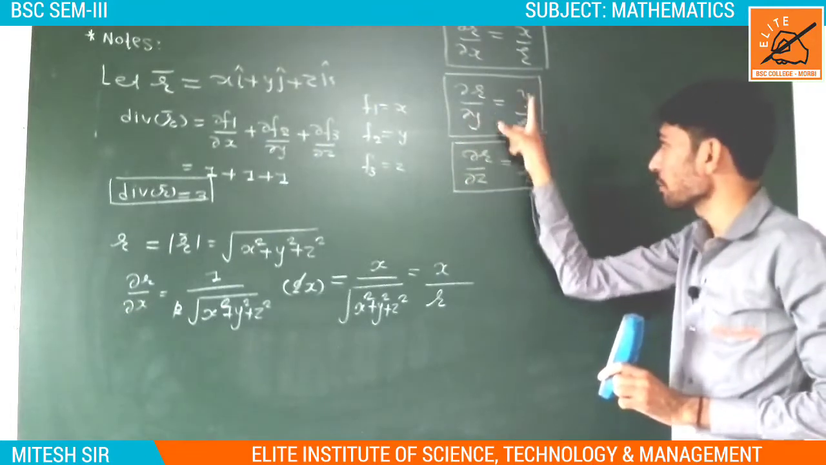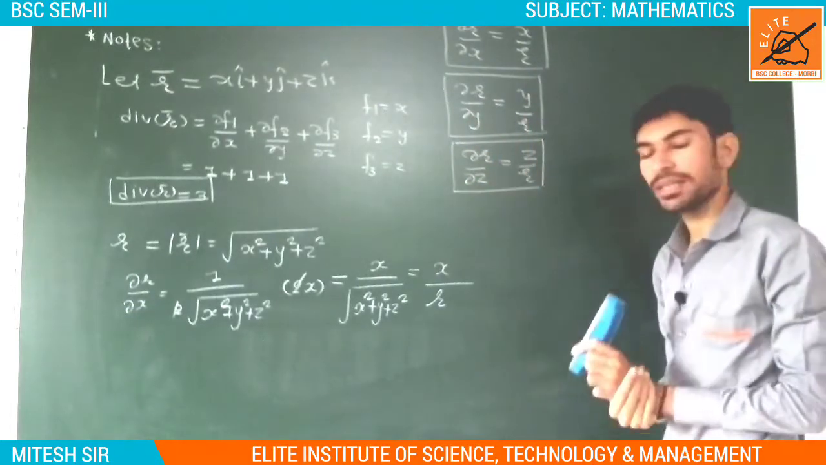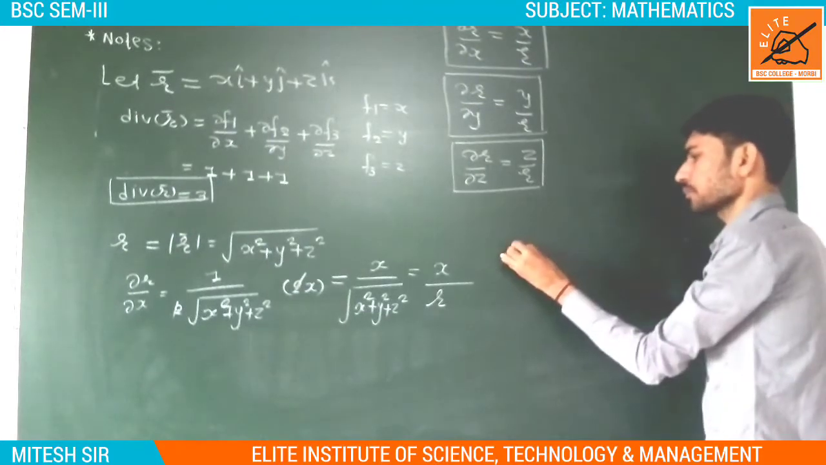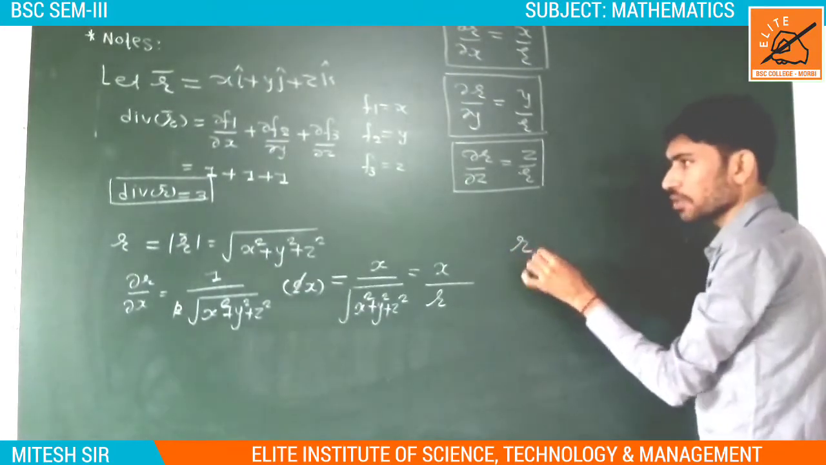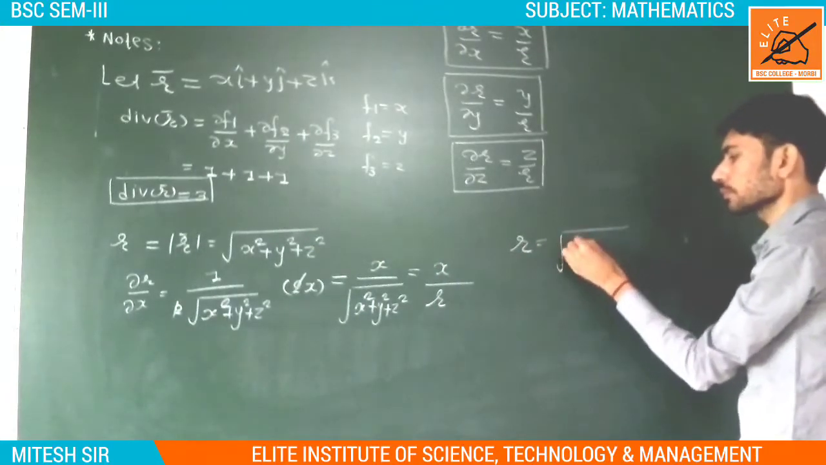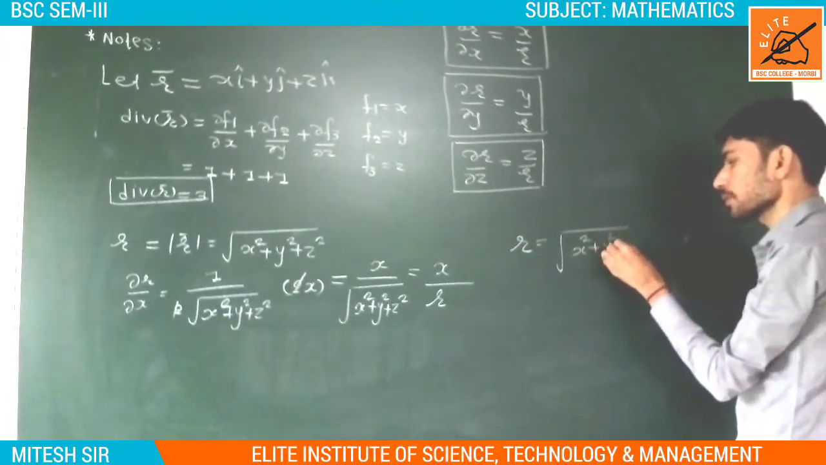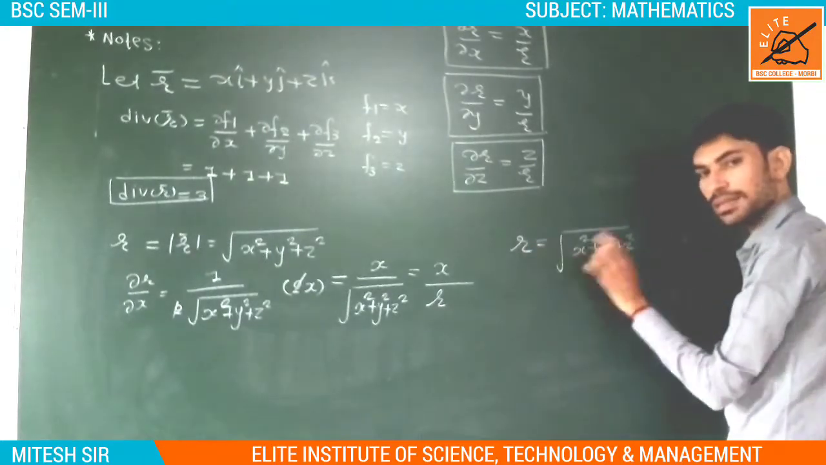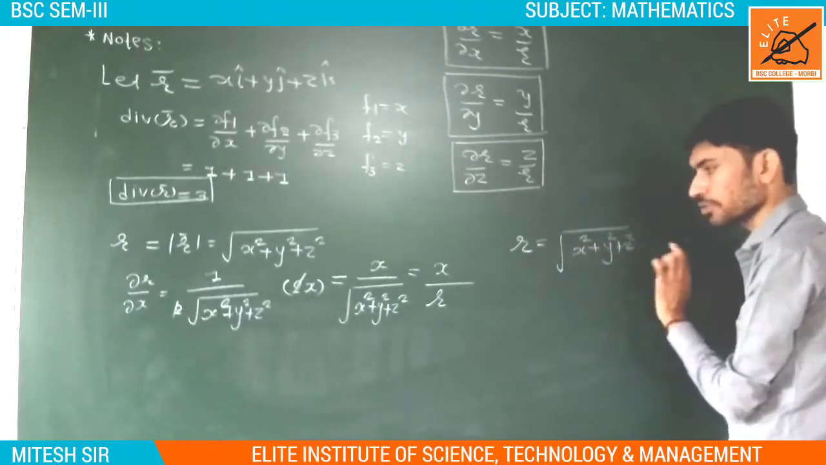Del r by del y is y by r and del r by del z is nothing but z by r. And one thing is clear, that here r is a function of x, y, z. Our r is under root x square plus y square plus z square. And see, this r is a scalar function of x, y, z.